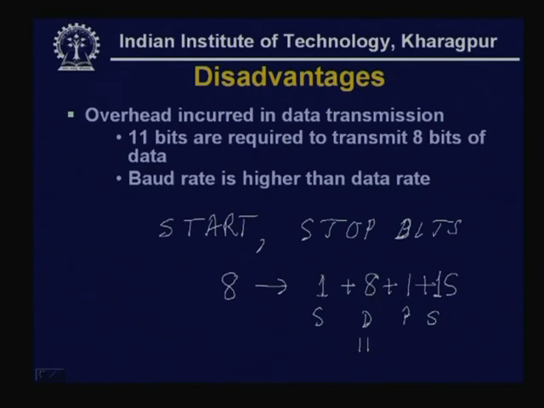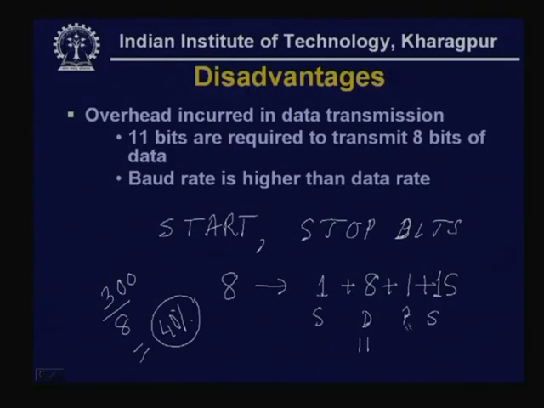So, you see that means 3 by 8, that is roughly about 300 by 8, that is roughly about 40%. So, 40% overhead is here. That means, to send 8 bits of data, 3 additional bits are required. So, about 40% overhead is there, and also you can think of it in another way.